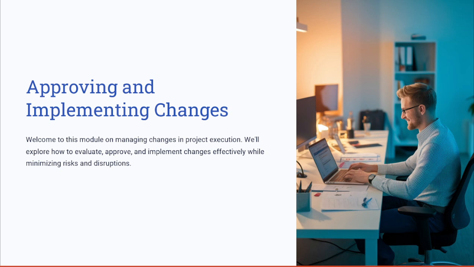To prevent this, the PMI emphasizes the importance of following a formal change control process, ensuring that every change is justified, analyzed, approved, implemented, and documented. In this session, we'll explore evaluating the change request through a structured process, ensuring stakeholder alignment with the approved changes, implementing the changes effectively while minimizing project disruption, and maintaining documentation to track all modifications and ensure compliance and transparency.